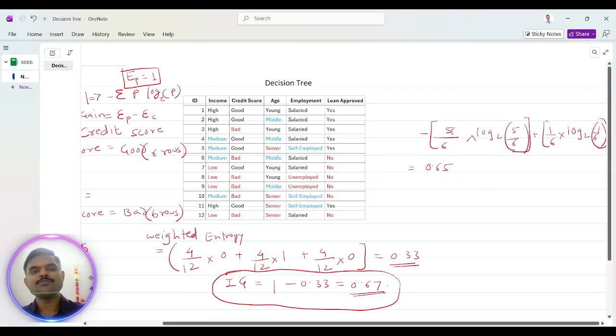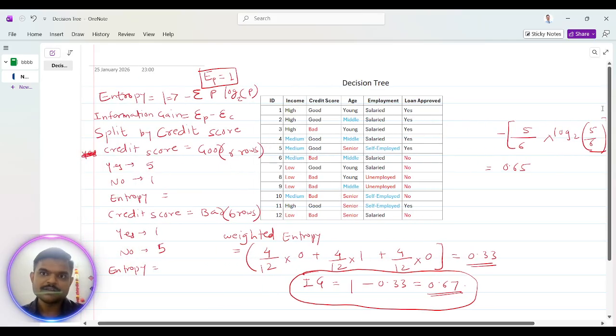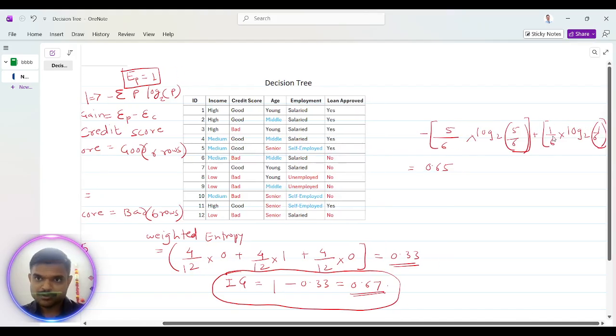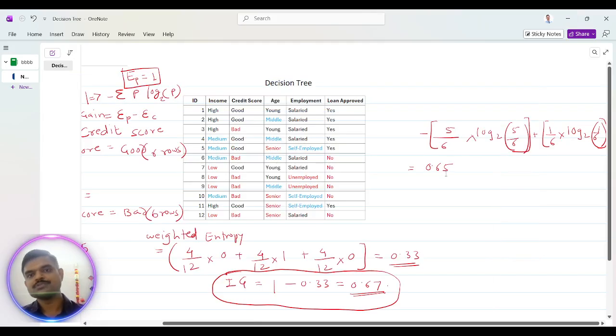How does this 5 come? Because 5 yes are there, you can see. And how does the 6 come? Because 5 plus 1 is 6. Actual upon total. So actual yes upon total, where total means yes plus no. Likewise, actual no divided by total, yes plus no, and probability multiplied by log of probability. This is equal to 0.65. You can see it here in the formula: minus of probability of yes plus probability of no. So this is how our value comes to 0.65.